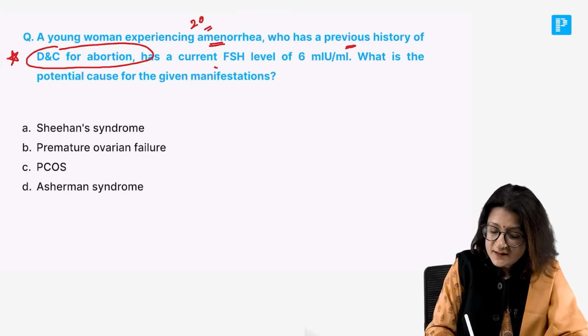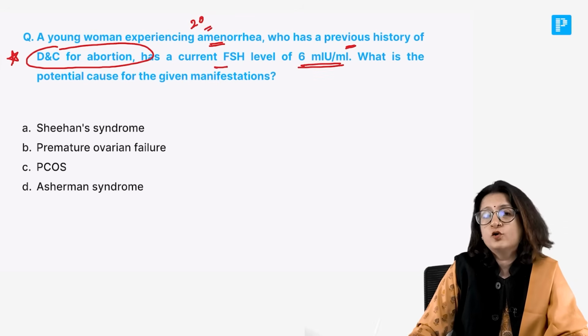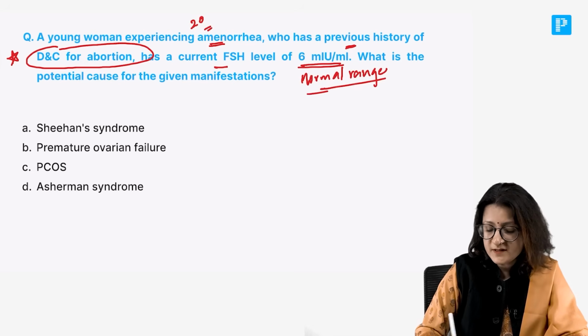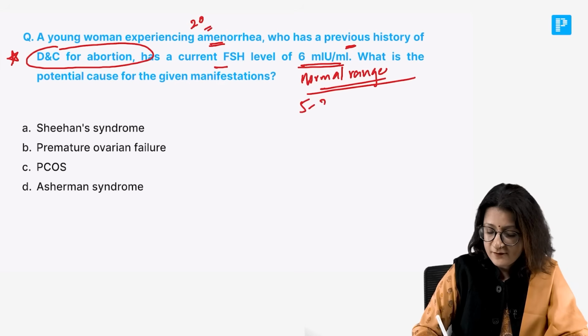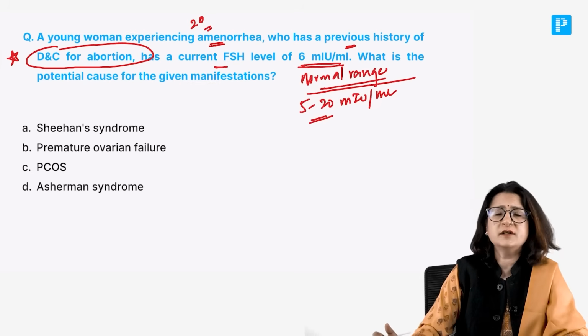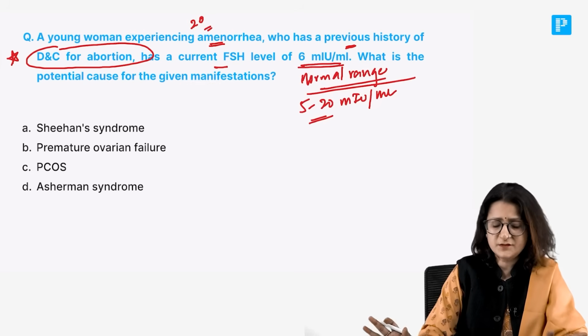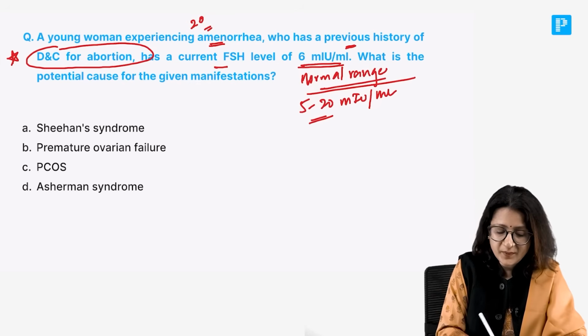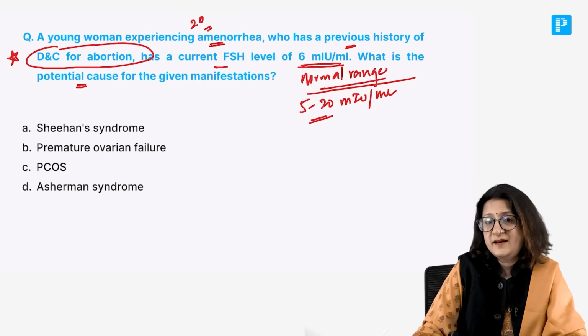And a current FSH value of 6 MIU per ml. Now, 6 MIU per ml is normal range. The normal range of FSH is very wide, 5 to 20 MIU per ml. Even if you didn't know the normal range, I would say DNC for abortion and secondary amenorrhea, these clues are good enough. What is the potential cause for the given manifestation?